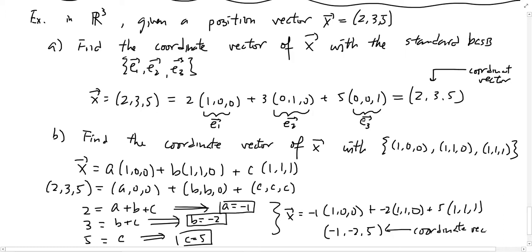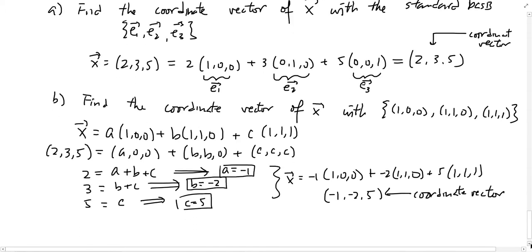Notice that the coordinate vector is different than part A because of the basis being different, which is the reason why when you define a coordinate vector, you really have to define what the basis is. So in this case, I can say that this is with the basis (1, 0, 0), (1, 1, 0), and (1, 1, 1).